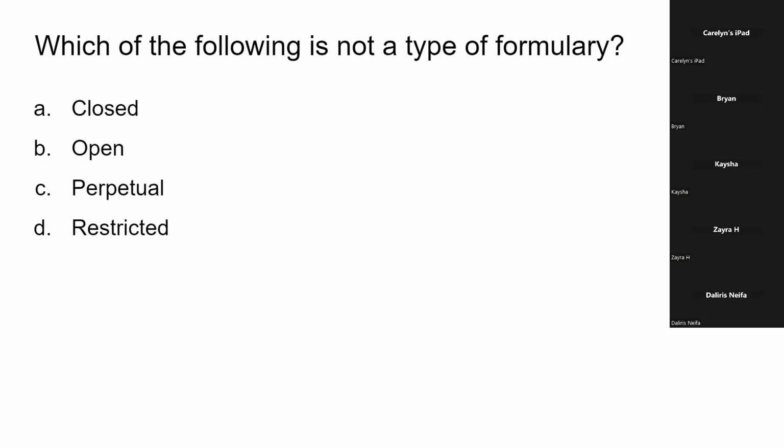So the only other type of formulary is restricted. So in this case, the answer would be C. That's not a type of formulary, because perpetual is usually just used with perpetual inventory. Exactly. Have you guys heard of perpetual inventory?